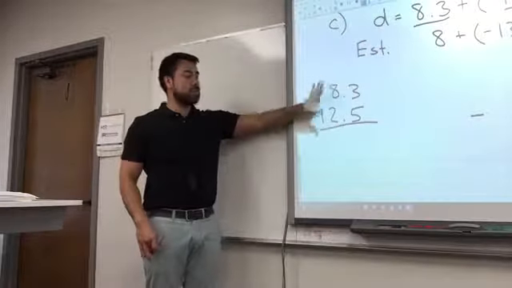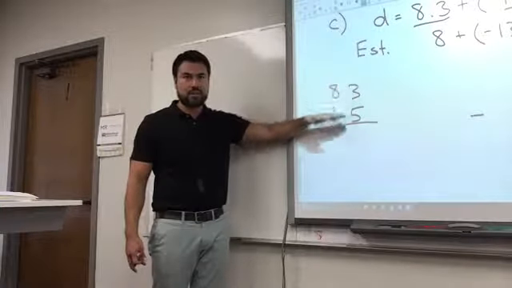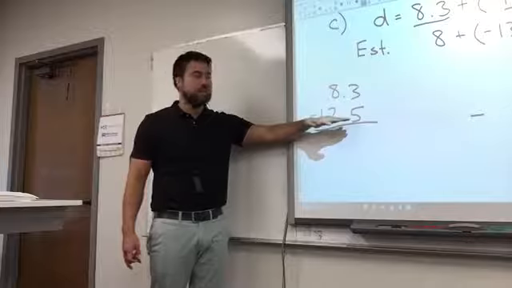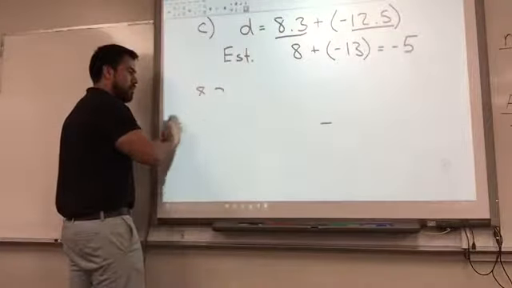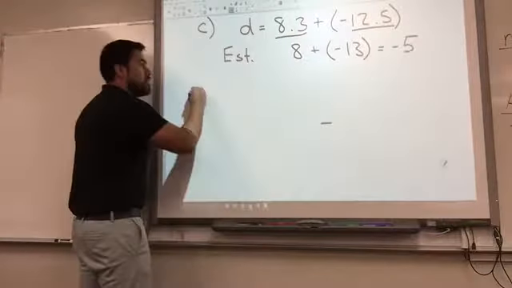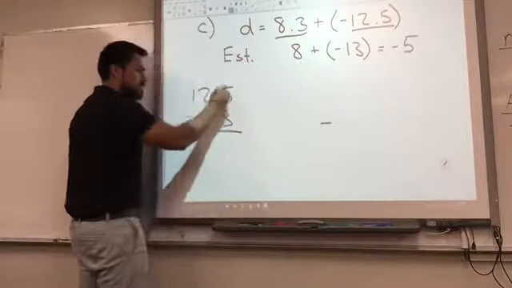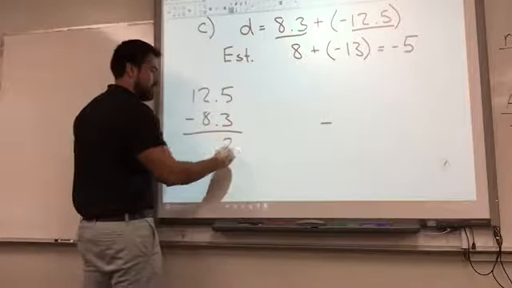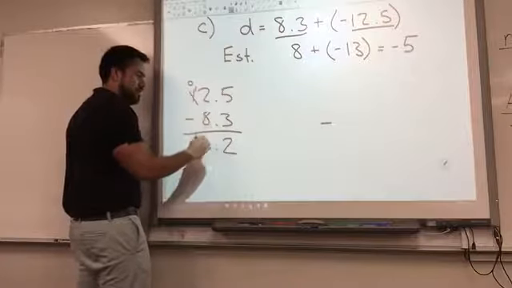Yes, the bigger number, when you're subtracting it this way, the bigger number has to be on the top, smaller on the bottom. Make sense? So I can't do it that way. So I have to do it what? How do I write this problem out? 12.5 minus 8.3. All right, what's 5 minus 3? 2 minus 8, can't do it. Yeah, borrow. 12 minus 8.